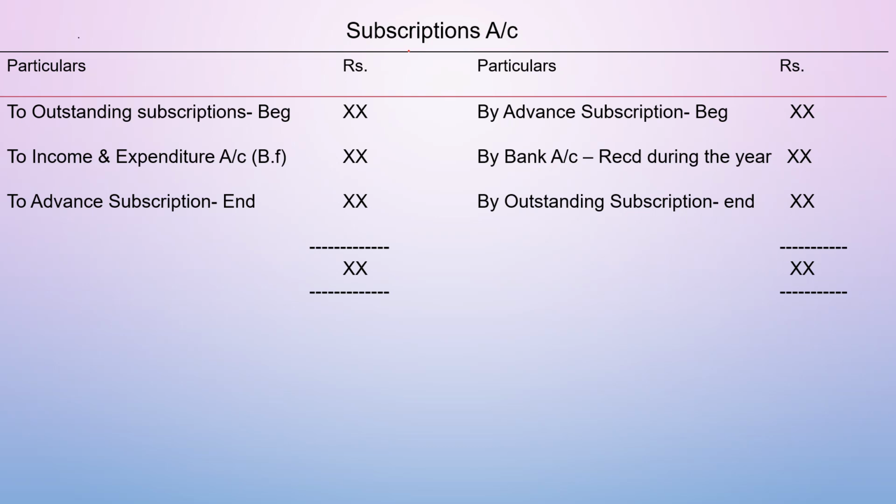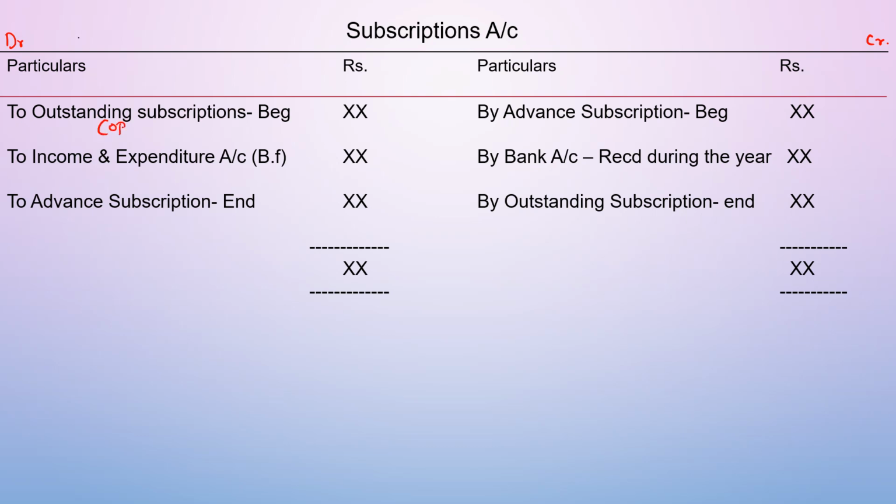Now, in the subscription account method, you prepare the subscription account. You write DR and CR, that is debit and credit on either side because it is an account. Particulars and rupees column on either side of debit and credit side. Whatever is the outstanding at the beginning, that is a debit balance. It would have been shown in the opening balance sheet on the asset side.